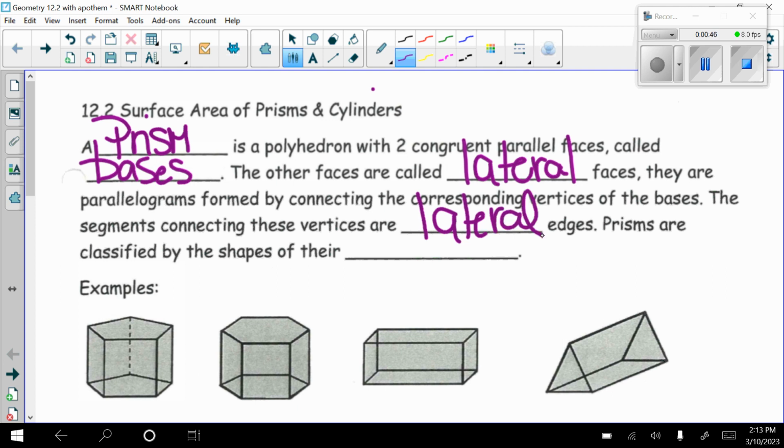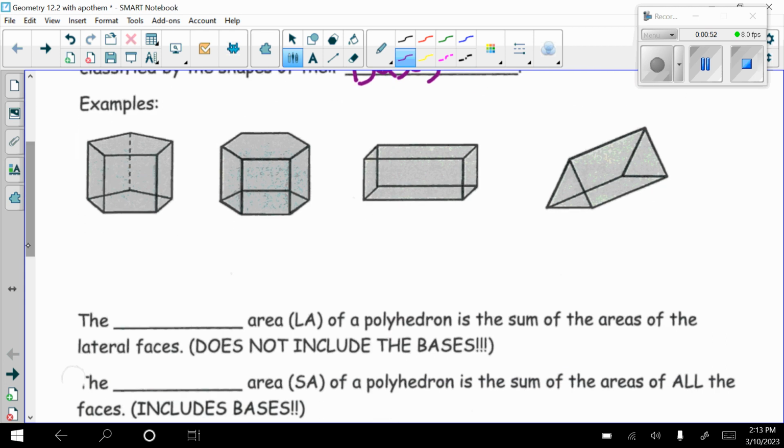Prisms are classified by the shapes of their bases. So we're going to look at a few examples of some prisms. So this first one, I'm going to shade the bases. So there's my top base and my bottom base. The shape of that is a pentagon. So this is a pentagonal prism.